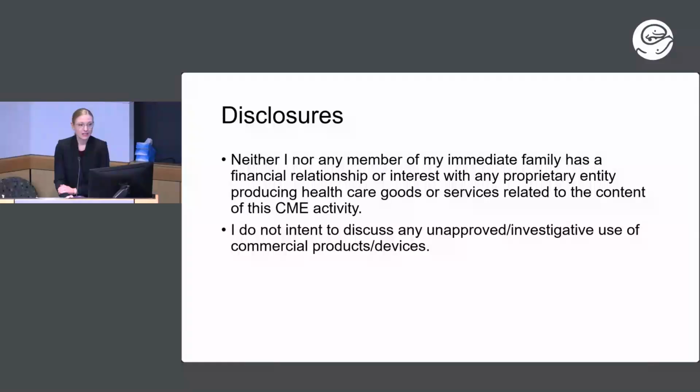So I'm a physician scientist. I research the extracellular matrix in inflammatory bowel disease, and I'm excited to talk to you about this topic today. I have no disclosures.